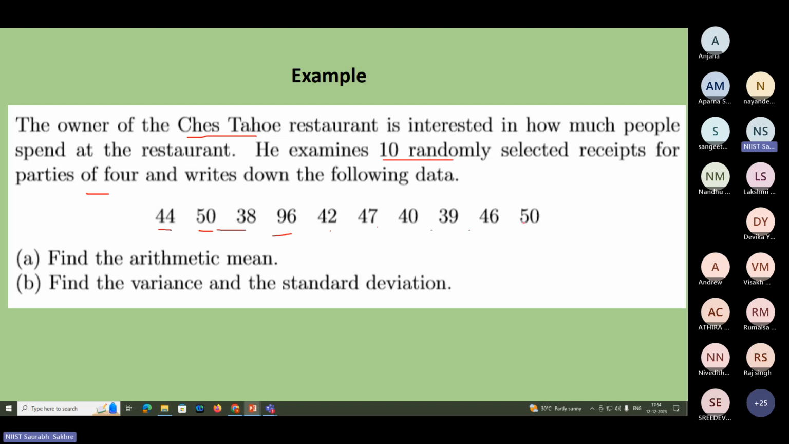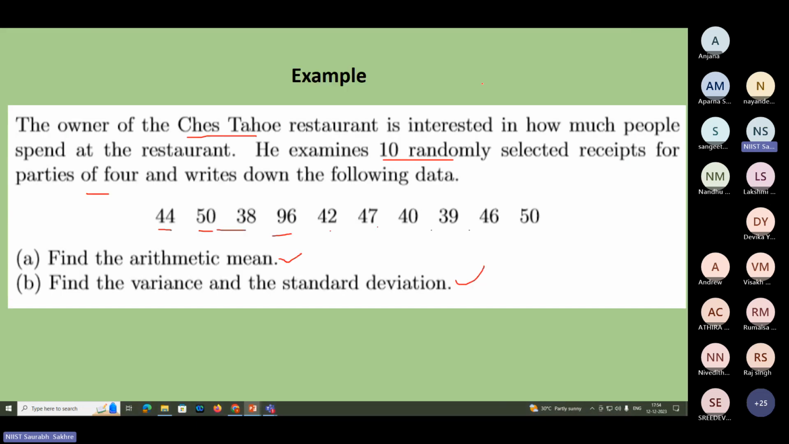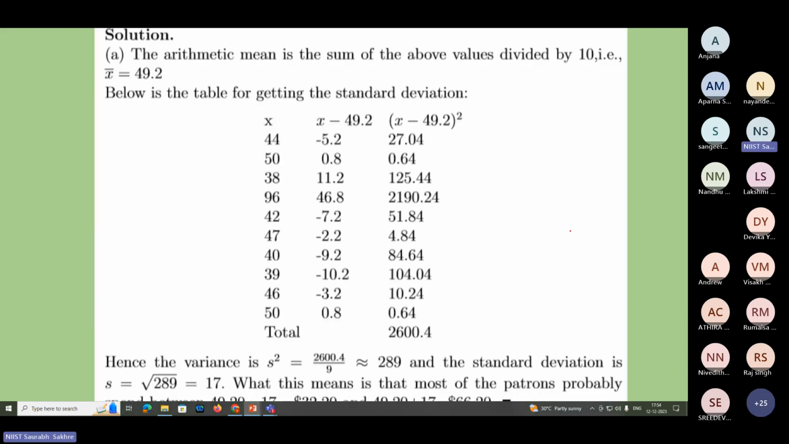This is the spending. So the question is: find the arithmetic mean, the variance, and the standard deviation. First, we can take the arithmetic mean directly by summing all of them and dividing by 10. These are 10 values, right? 1, 2, 3, 4, 5, 6, 7, 8, 9, 10. I'll sum it all and divide by 10.